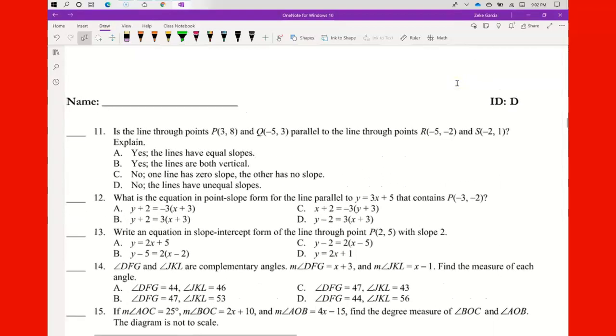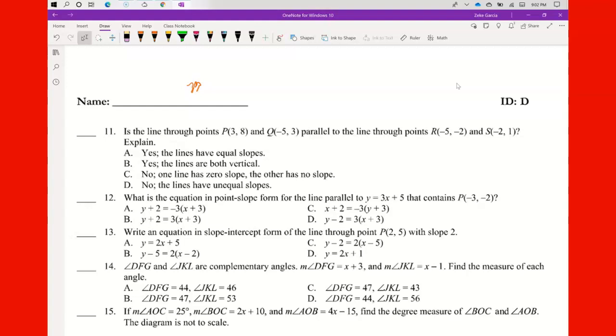So number 11, it says, is the point (3, 8) and point Q (-5, 3) parallel to the line through the points (-5, -2) and (-2, -1)? What you got to do is you got to find the slope.